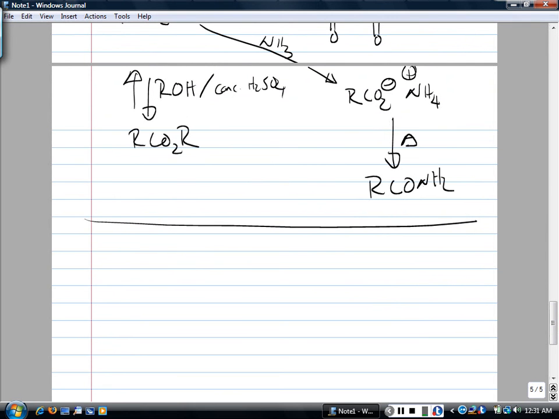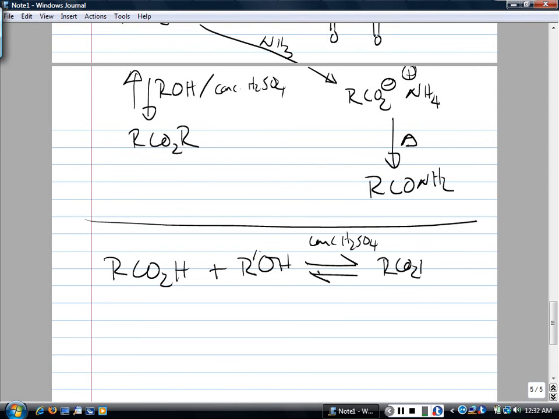So let's talk about carboxylic acids being converted into esters, because that's a particularly important reaction. So conversion of carboxylic acids into esters normally requires the use of an alcohol, as I said, in the presence of some acid, usually conc. sulfuric acid, and you end up with the ester and water. Okay. The reaction, as you notice, is reversible.